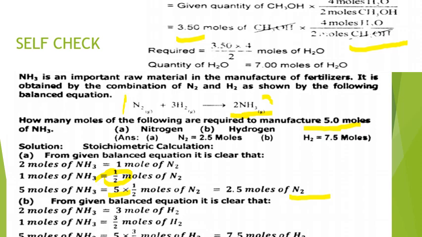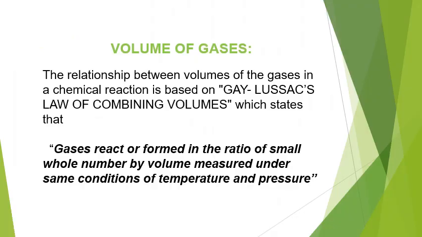Similarly, for hydrogen, the conversion factor will be 3 upon 2, multiplied by 5, which will give you 7.5 moles of hydrogen required to manufacture 5 moles of ammonia. I hope you understand the use of the mole factors or mole ratios and the conversion factors in the equation. The last term is volume of gases, which is applicable only when the gases are used as reactants and products.